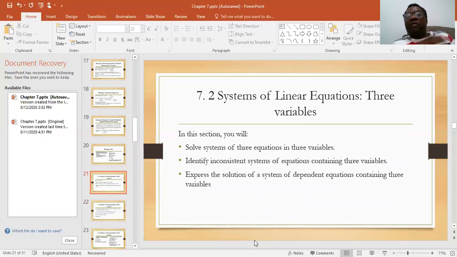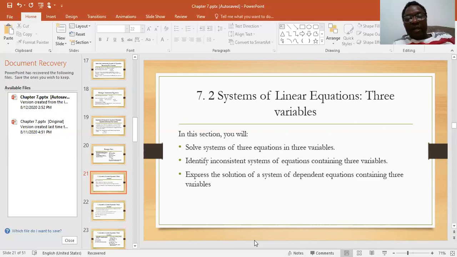We can have a system of equations with more than 2 variables. We will look at an example of a system of equations with 3 variables here. So in this, we are going to learn how to solve a system of 3 equations in 3 variables, identify an inconsistent system of equations containing 3 variables, and express the solution of a system of dependent equations containing 3 variables.